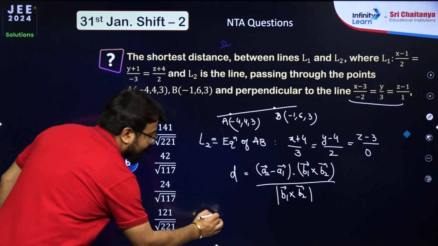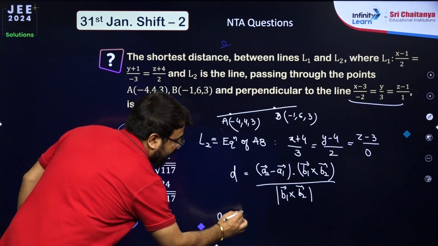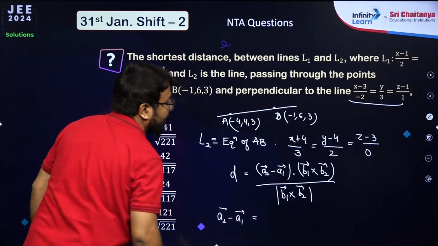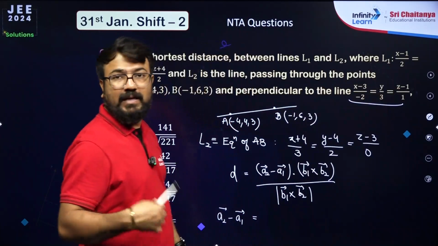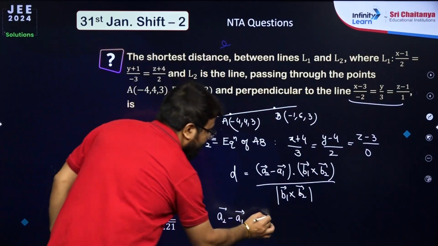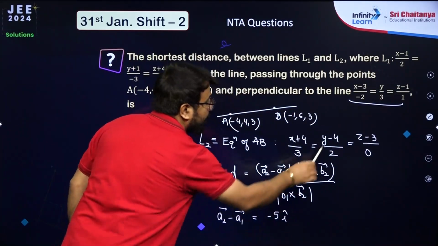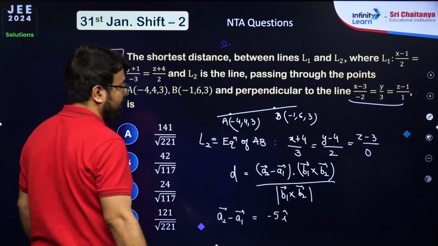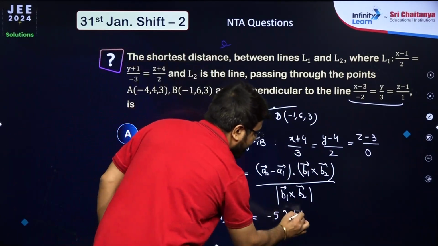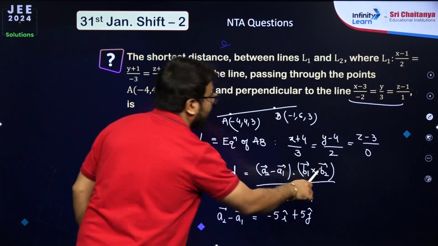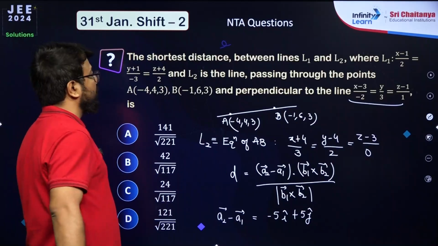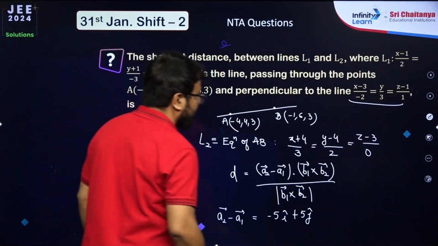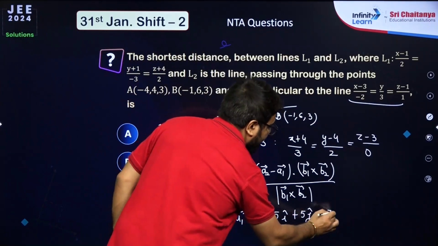And let us also determine the A2 vector minus A1 vector value. So here we have minus 4 and here we have plus 1. Minus 4 subtracted with 1, so this becomes minus 5. Here we have 4, here we have minus 1. 4 minus of minus 1, that becomes 5. And here we have 3. 3 minus of minus 4. So 3 plus 4, that becomes 7.